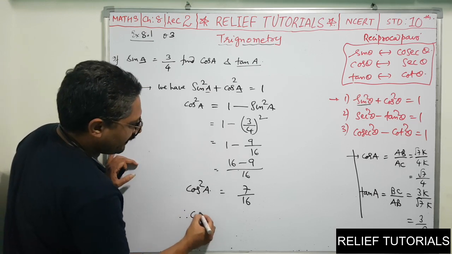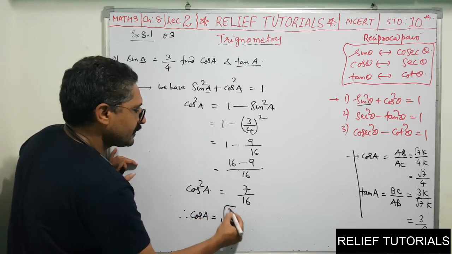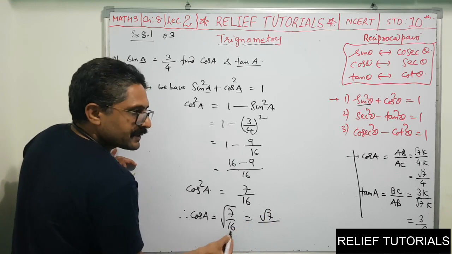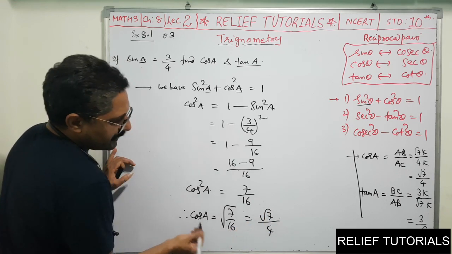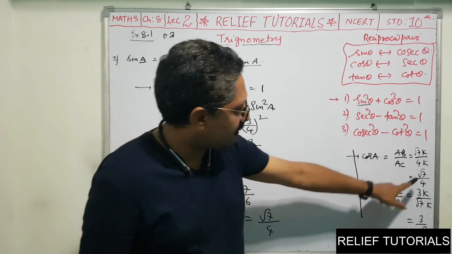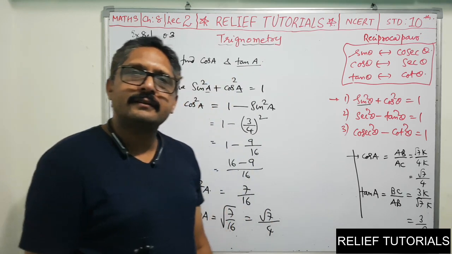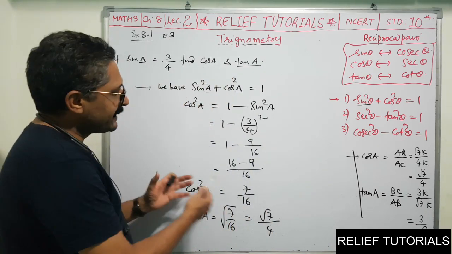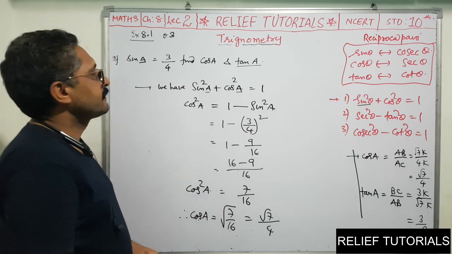So therefore, I can find cos A as the root of 7 by 16. So that will be root 7, root of 16 is 4. So cos A is root 7 by 4. See, in the previous case, cos A is equal to root 7 by 4. So this is very simple by using identity. As a result, it is called the identity method. Second one.